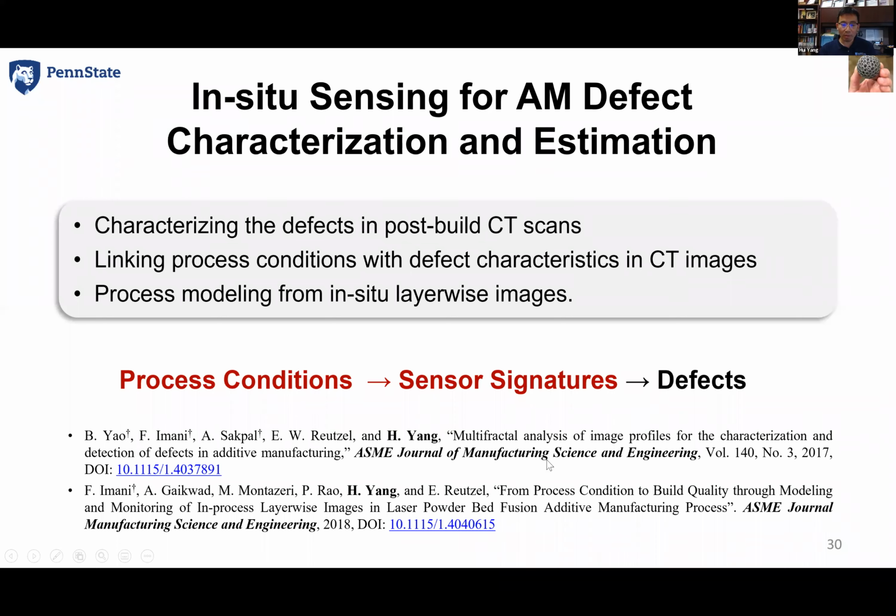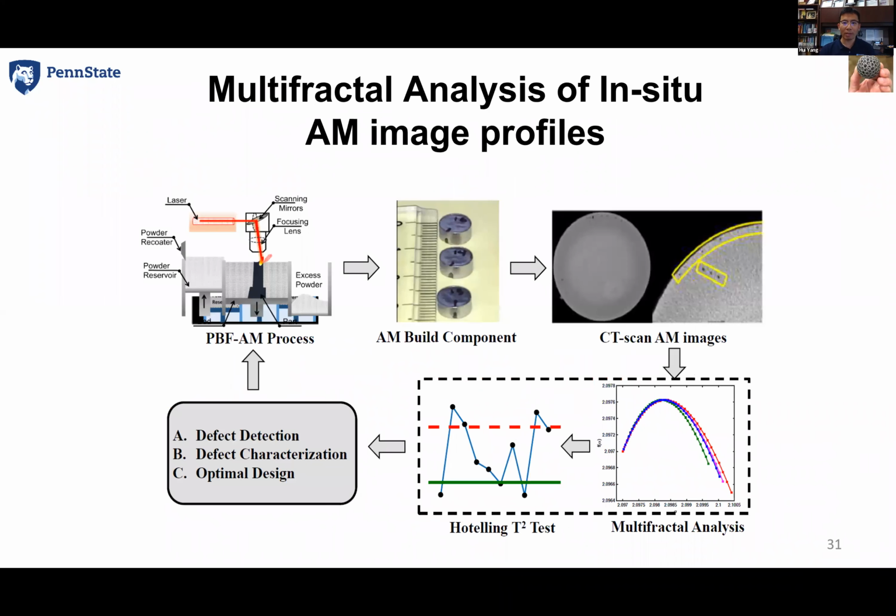And we studied the multifractal characteristics of the image profile to characterize and detect the defects in additive manufacturing. And also, how do you go from process condition to build quality through the modeling and the monitoring of in situ layer-wise images. So those are the more details. Now let me give you a little information about multifractal analysis of in situ AM image profile.